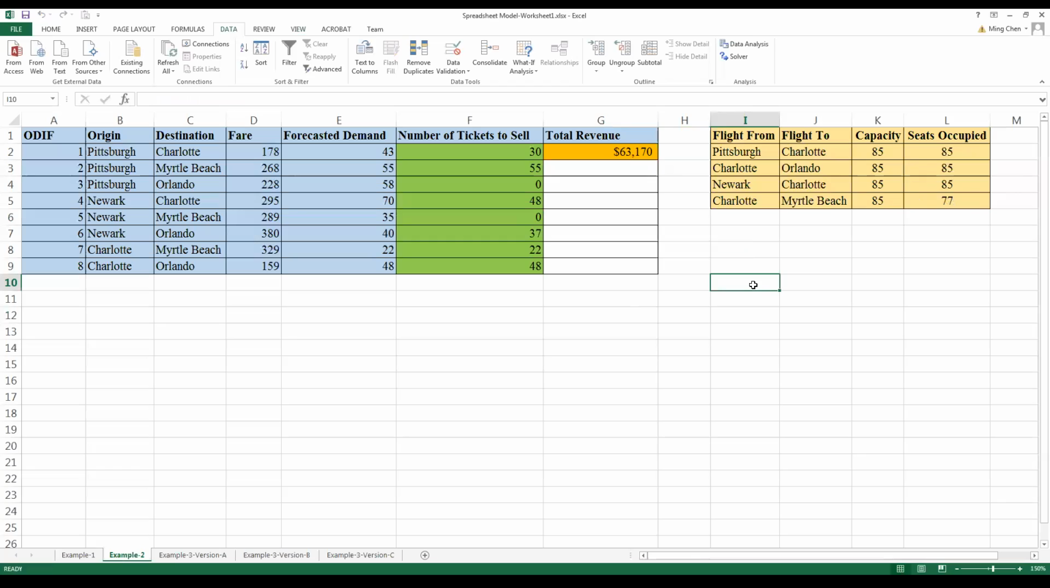So in problem 2, we showed a different application for Excel Solver in airline. It's a pretty common problem. And also, we are dealing with maximization instead of minimization as in problem 1.